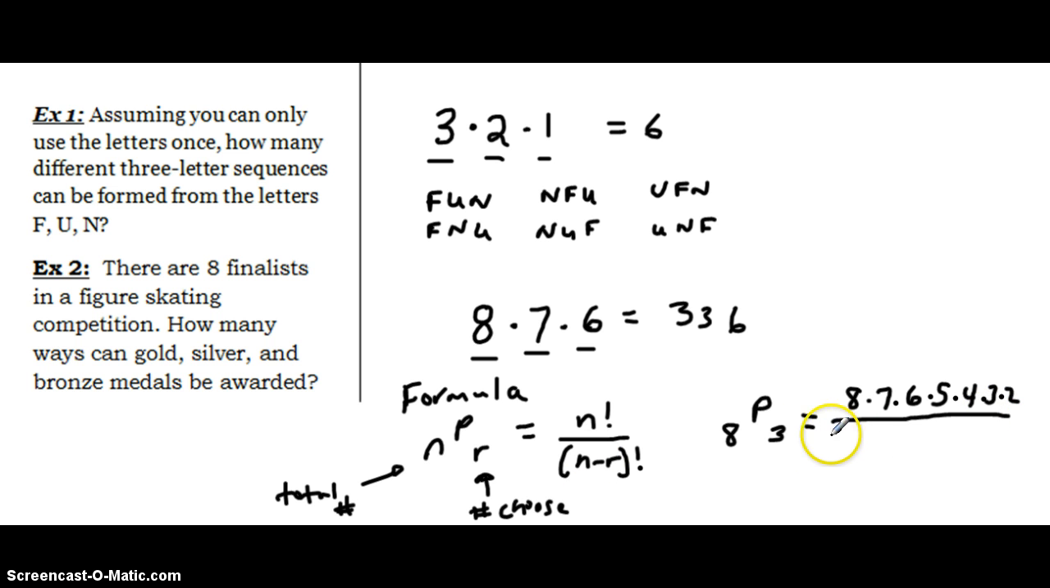And then n minus r factorial would be 8 minus 3 factorial, which would be 5 factorial. So 5 factorial is 5 times 4 times 3 times 2 times 1. So that would cancel with 5 times 4 times 3 times 2 times 1. And we would be left with 8 times 7 times 6. So you can see how you can use either the fundamental counting principle or a permutation formula for this problem. Either way, you're going to get 336.